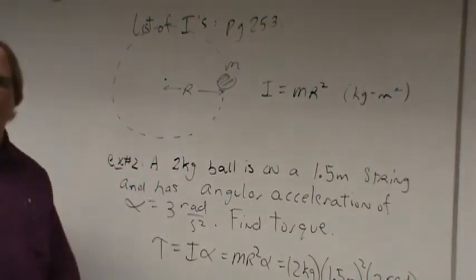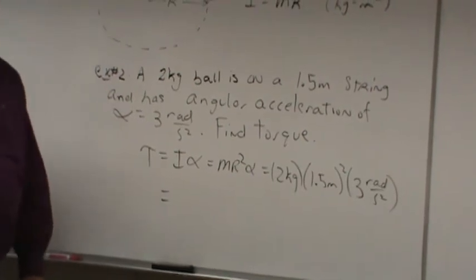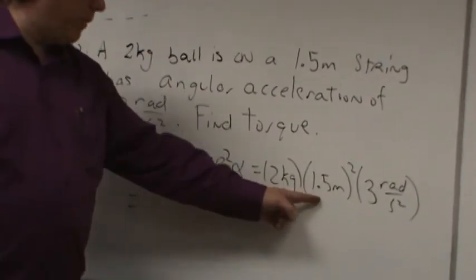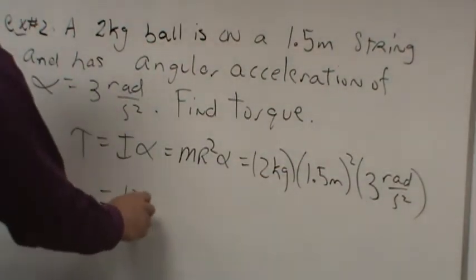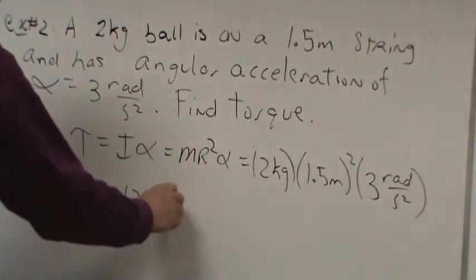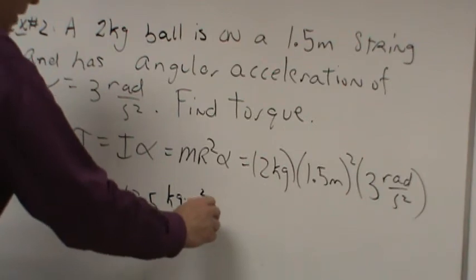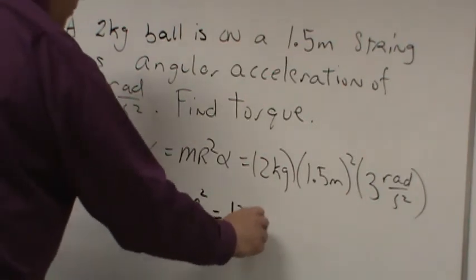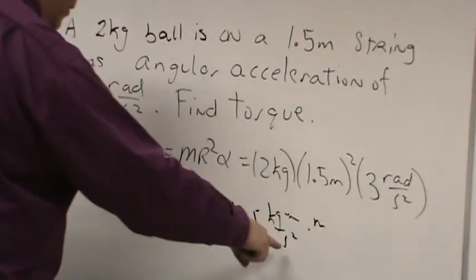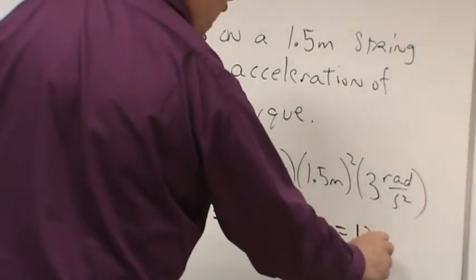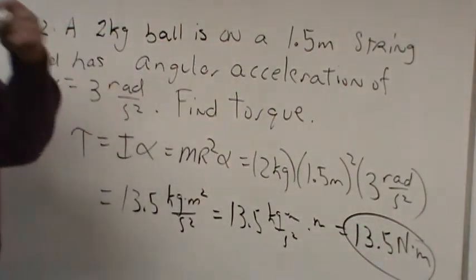So what number are you getting? Getting 13.5? Good. 1.5 squared is 2.25, twice that is 4.5, 4.5 times 3 is 13.5. And the units end up being kilogram meters squared over second squared. But you know that kilogram meters per second squared is newtons, and so I get 13.5 newton meters, which is just what you would have expected for torque.